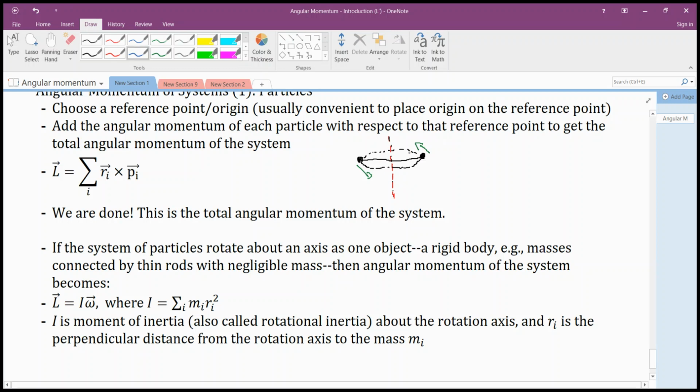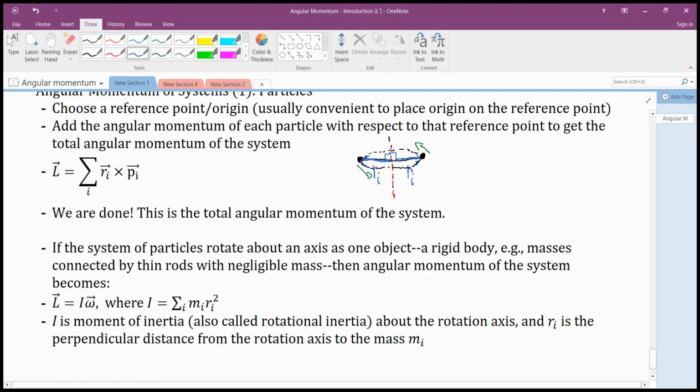By perpendicular distance from the axis of rotation is meant this distance, that blue line right there, or this distance, that blue line right there. Those blue lines are perpendicular to the axis of rotation. They are a line that is perpendicular to the axis of rotation drawn from the axis to the masses. That is the distance r_i that goes into the formula for calculating moment of inertia.